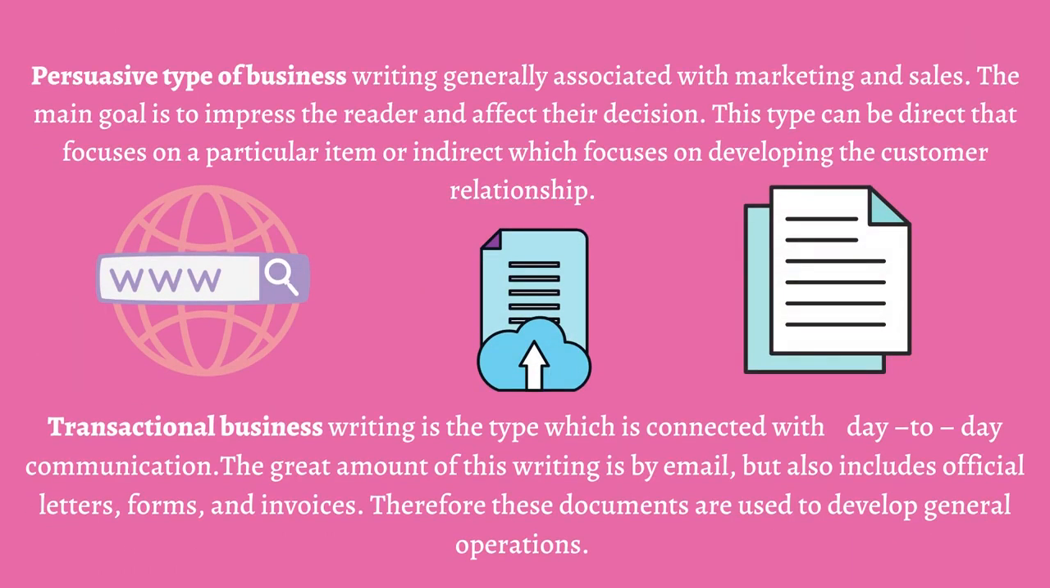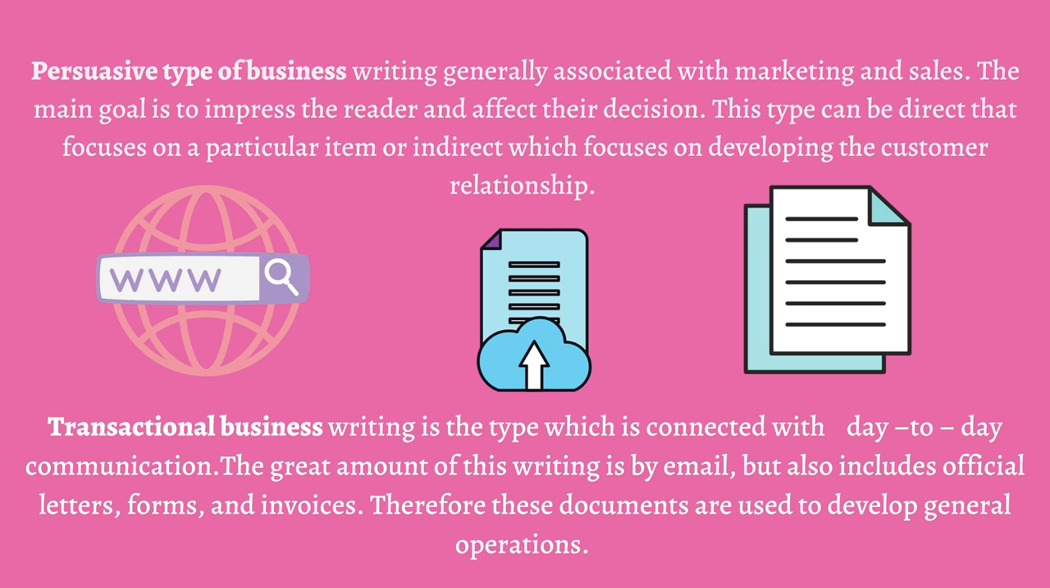Persuasive type of business writing is generally associated with marketing and sales. The main goal is to impress the reader and affect their decision. This type can be direct, which focuses on a particular item, or indirect, which focuses on developing the customer relationship. And last, transactional business writing is the type which is connected with day-to-day communication. The greater amount of this writing is by email, but it also includes official letters, forms, and invoices.